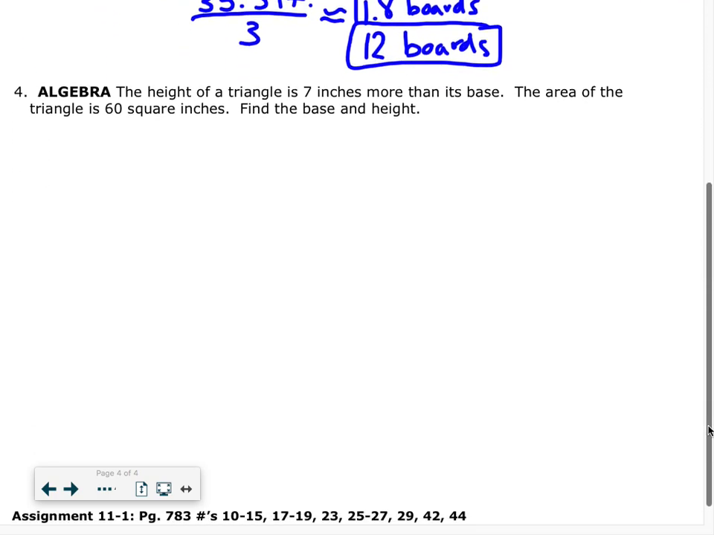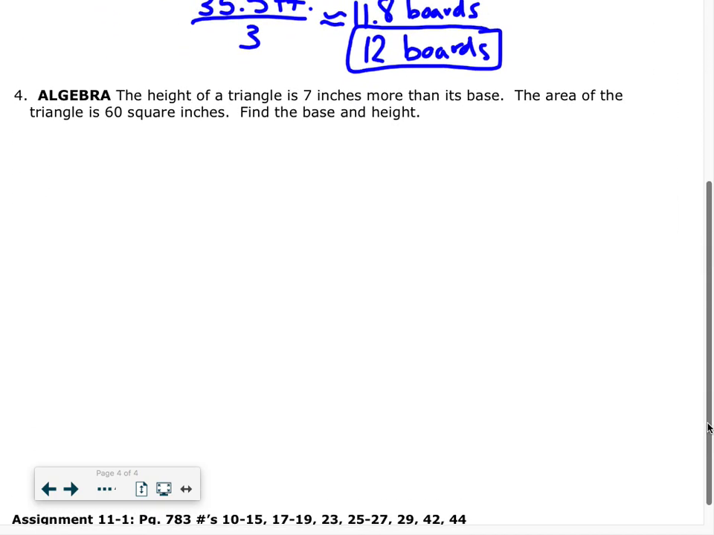All right, and the last one, the height of a triangle is 7 inches more than its base. So there's no diagram here, so that's the first thing I'm going to suggest we draw. We have a height of a triangle, so let's make this part our height. We don't know what the base is, so let's just use x for our base. The height is 7 more than that, so let's use x plus 7 for the height. They're giving us the area is 60 square inches.